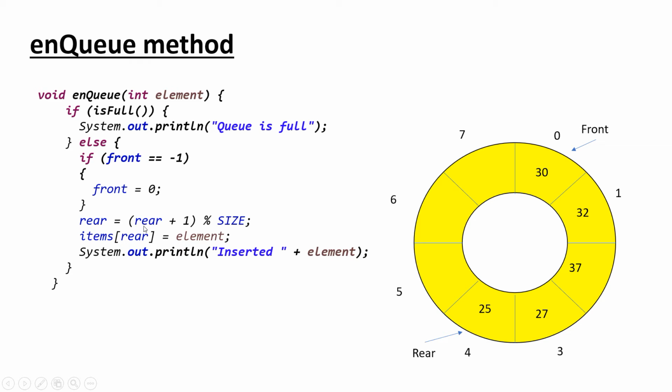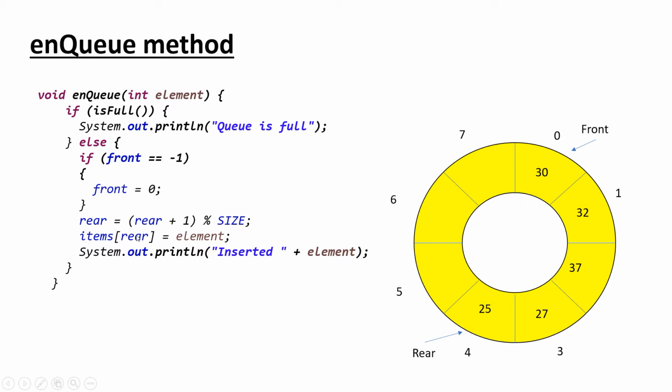In this case, the rear is nothing but -1 plus 1. So this value will become 0, and 0 modulus size will give you 0. So in this case, this rear will also point to 0. Now, if rear is pointing to 0 and I am doing items[rear] is equal to element, this is the element which I have to insert into this array at the rear-th position.